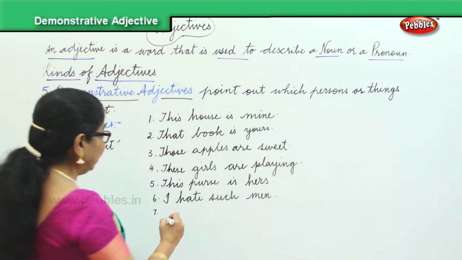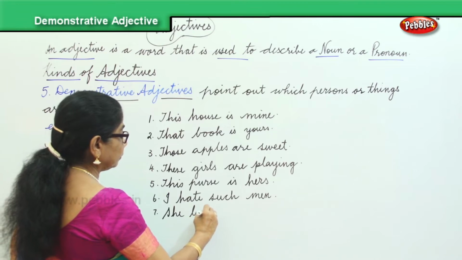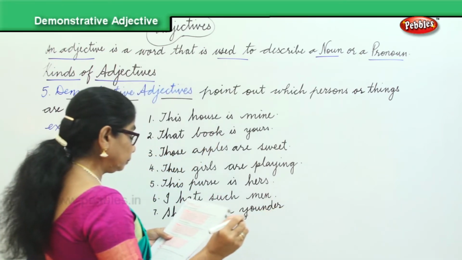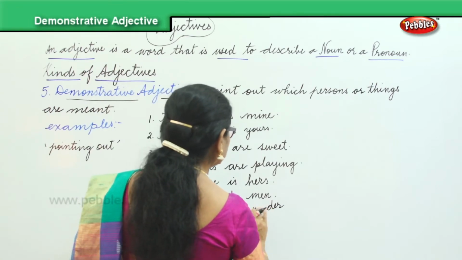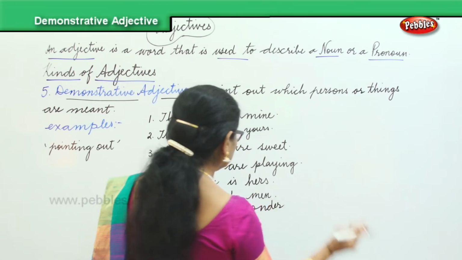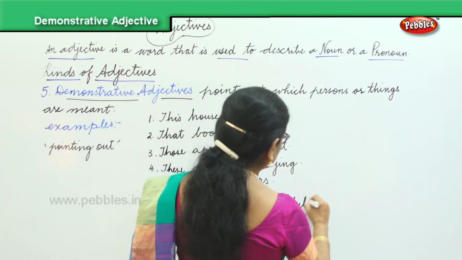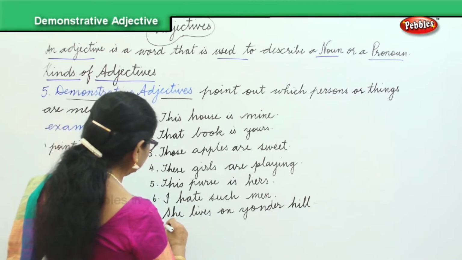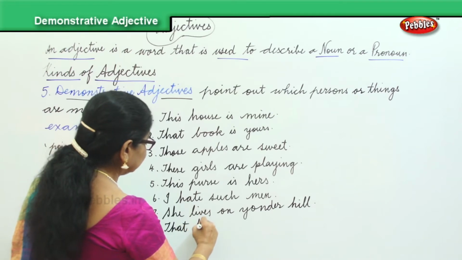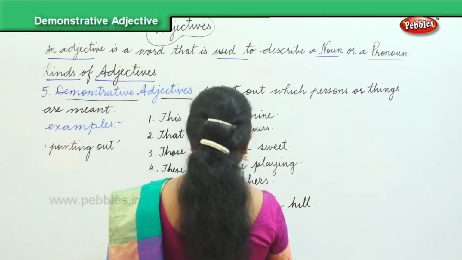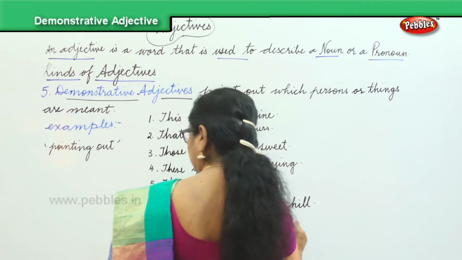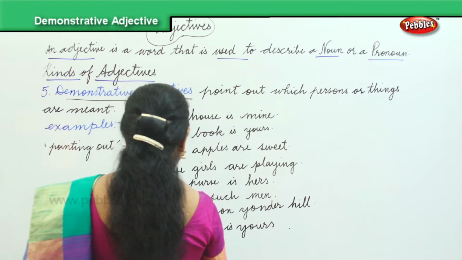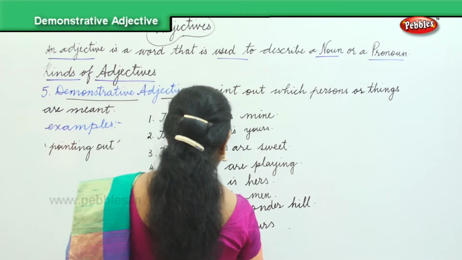She lives on yonder hill. That horse is yours. I want those shoes.